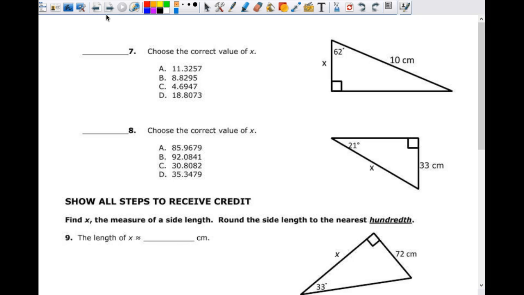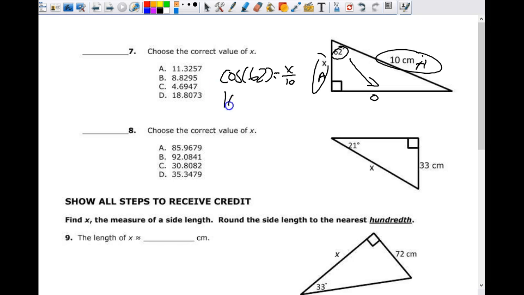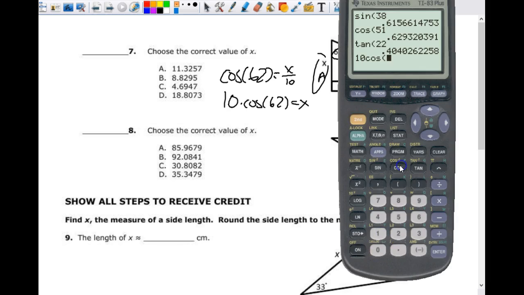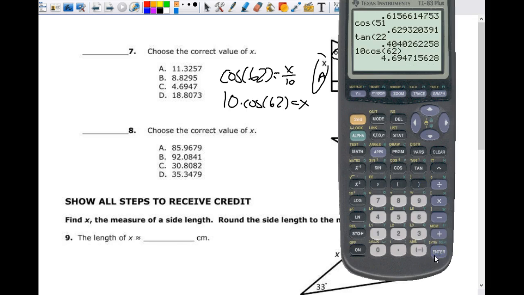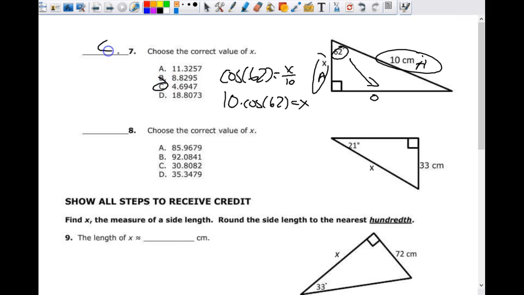All right, choose the correct value. We have to select a reference angle. This is our reference angle, the one we're given. We have an opposite, an adjacent, a hypotenuse. We have an X and an A, and a 10 and an H. AH is cosine. Cosine of our reference angle 62 is equal to adjacent X over hypotenuse 10. Since X is on top, you multiply. So 10 times cosine of 62 is equal to X, which is this number right here, C.